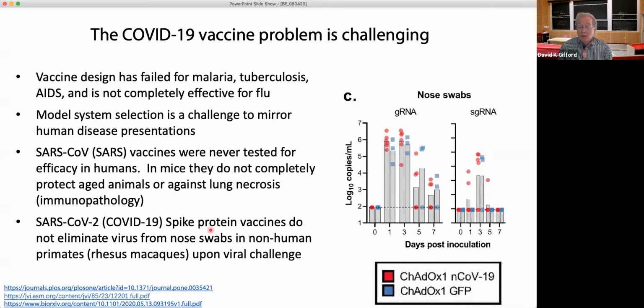And finally, recent animal studies from rhesus macaque show that spike protein vaccines don't eliminate virus from nose swabs in these model systems. So as you can see, the vaccine problem is quite challenging.